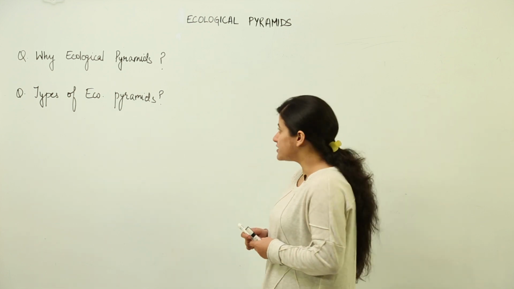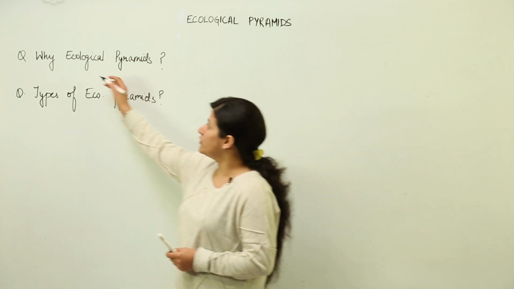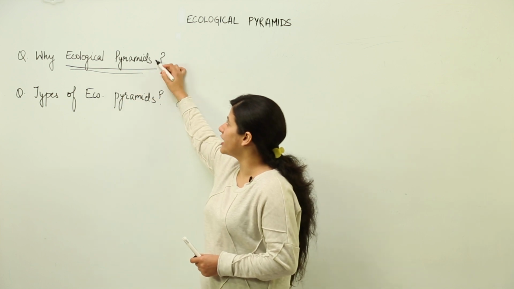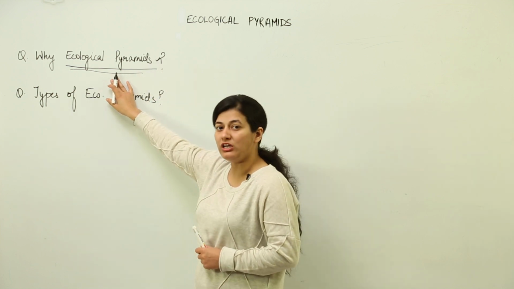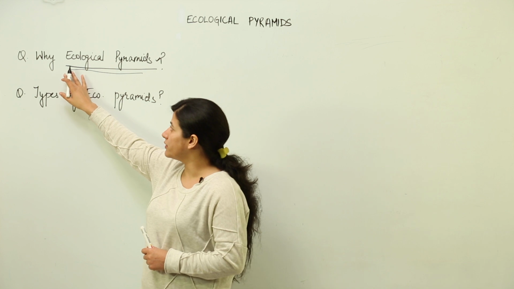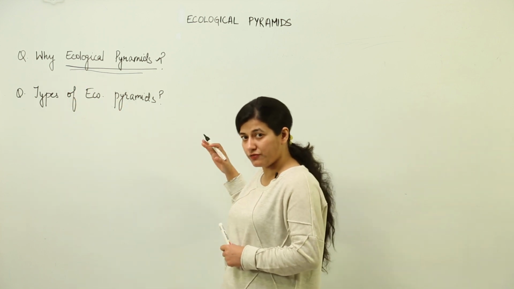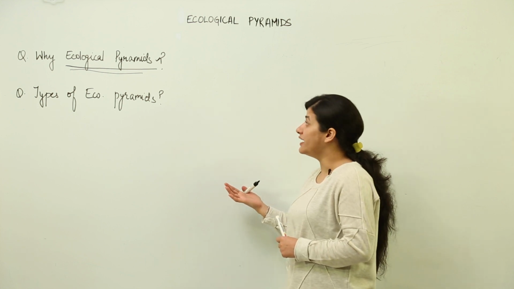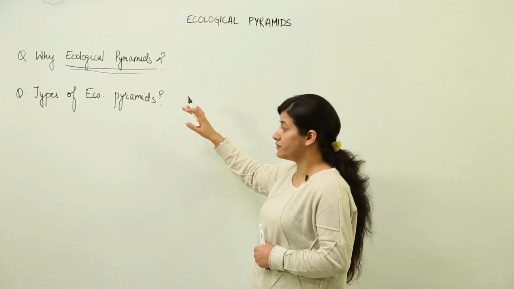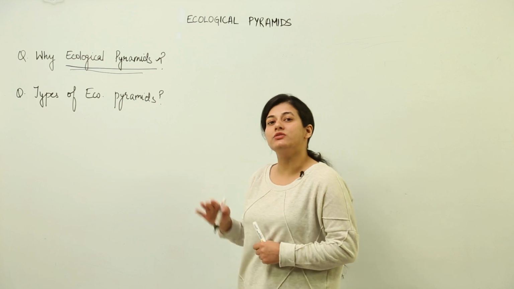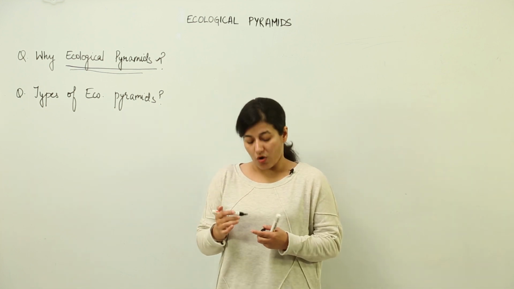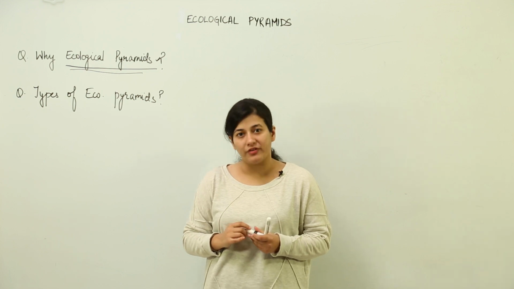So now what we are going to study is how the trophic composition of an ecosystem can be represented, that is with the help of an ecological pyramid. So the question that comes to mind is, what is the need of having an ecological pyramid, and then there would be an understanding of what an ecological pyramid is. For that you need to understand that an ecosystem has a trophic composition. That means the standing crop which is present at each trophic level.